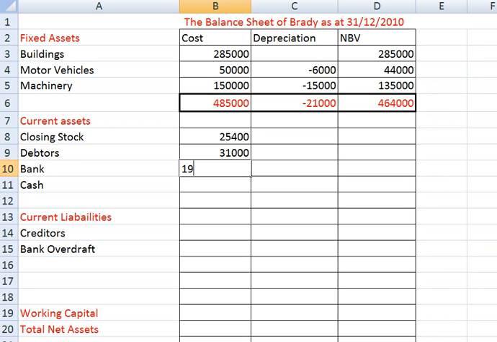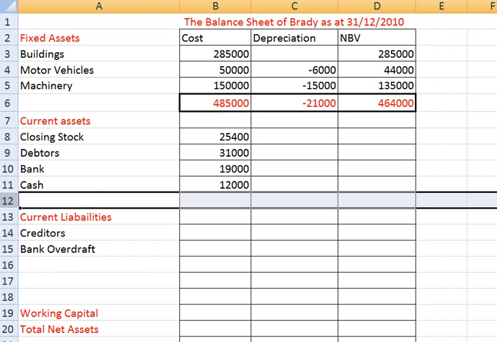They have a positive bank balance of 19,000. The reason I know it's a positive bank balance is because it's in the debit column of the trial balance, and it's an asset. If it was a bank overdraft, it would be in the credit column, because all liabilities are in the credit column. This firm also has cash of 12,000.